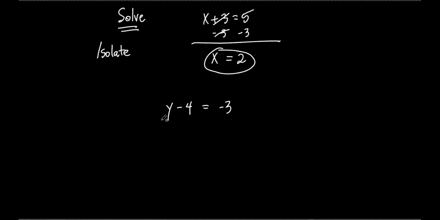I want to get y by itself. What's on the same side with the y? It's not just a 4. What is it? It's a negative 4 or a minus 4. I look at it as minus 4. You can look at it as negative 4. It's fine. So I want to get rid of a minus 4.